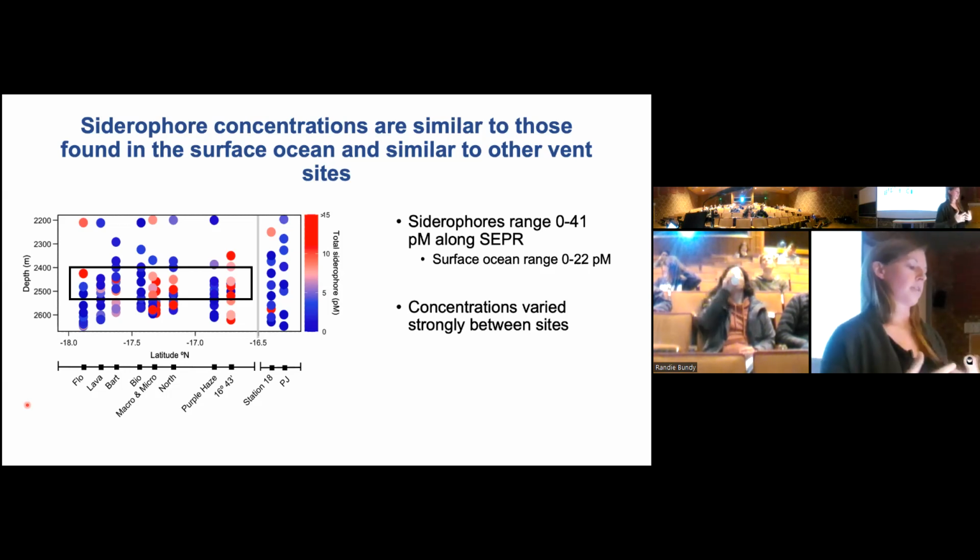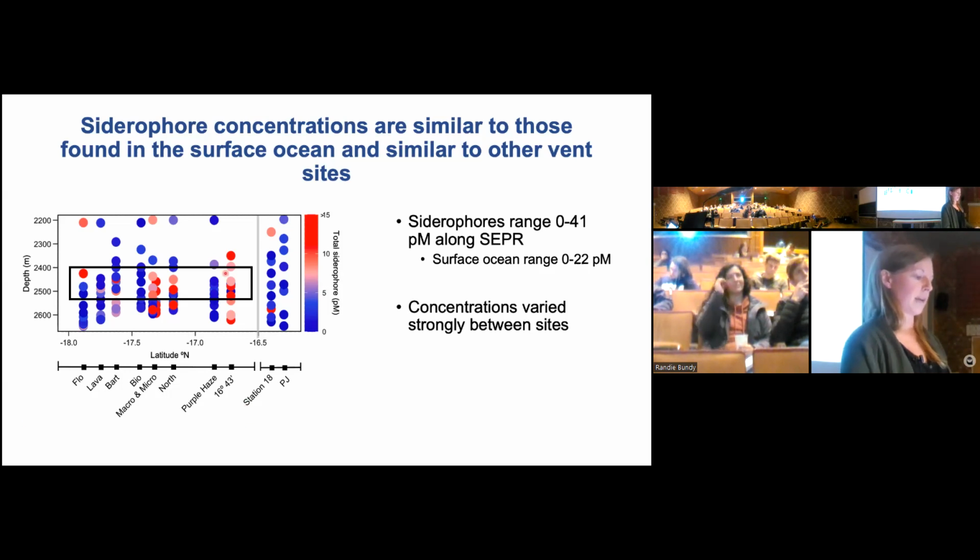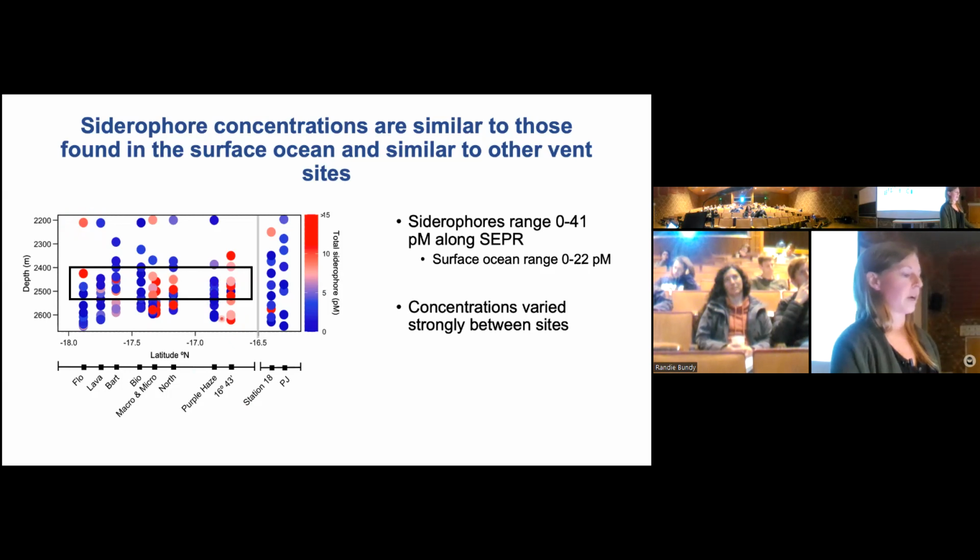So it was interesting that we saw such high concentrations in this environment, but the concentrations were also really variable between sites. We see some hot spots in the neutrally buoyant plume, but you see other places where we also saw high concentrations, like higher in the water column where there was no hydrothermal fluid influence. We also saw some very close to the seafloor where we think there are a lot of these diffuse vents or lower temperature vents as well. So it was very site dependent.